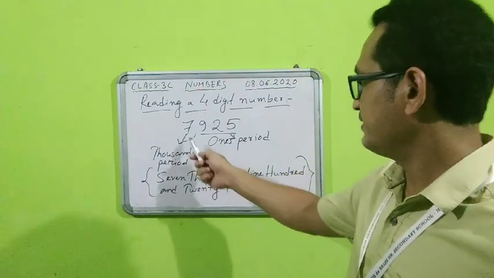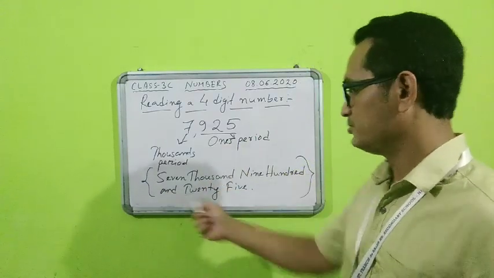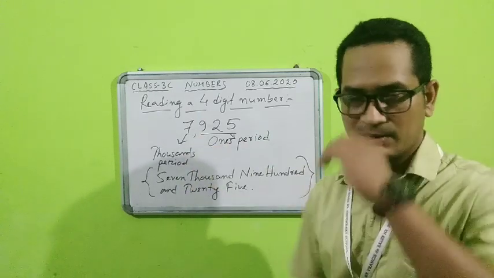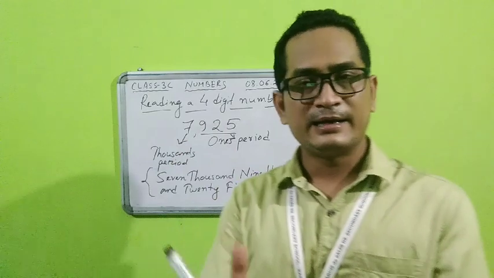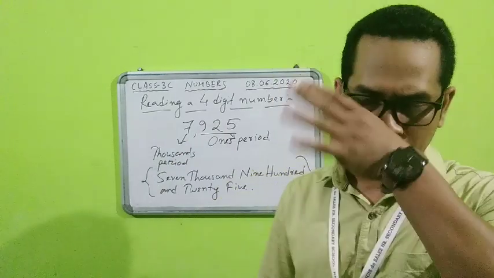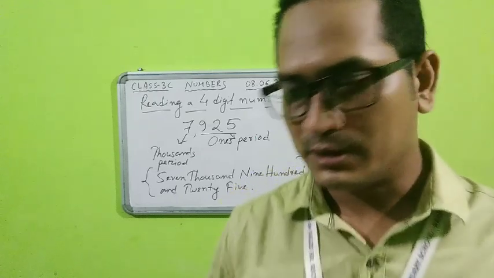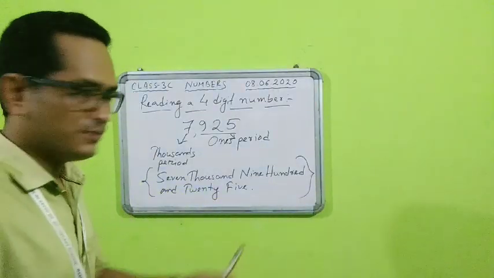That means 7,925. 1000 house you have to say separately, and then this 3-digit you have to say together. That is 925, and it will be different according to the digits. Fine. So let us take one more example, and then you will be more clear.